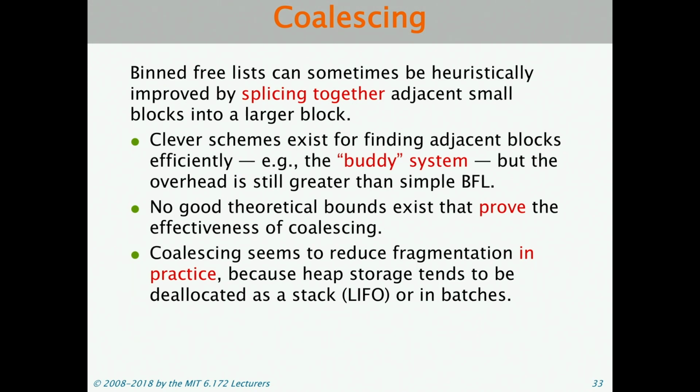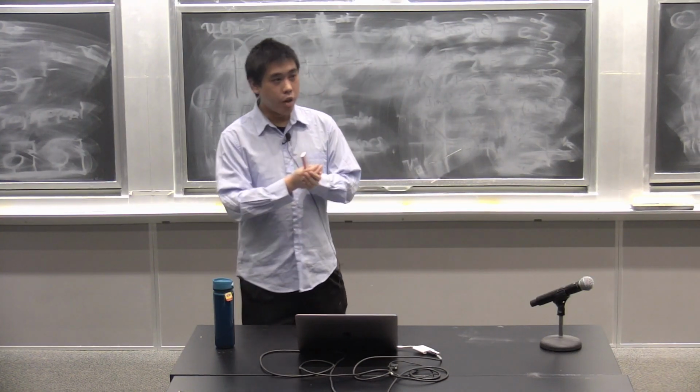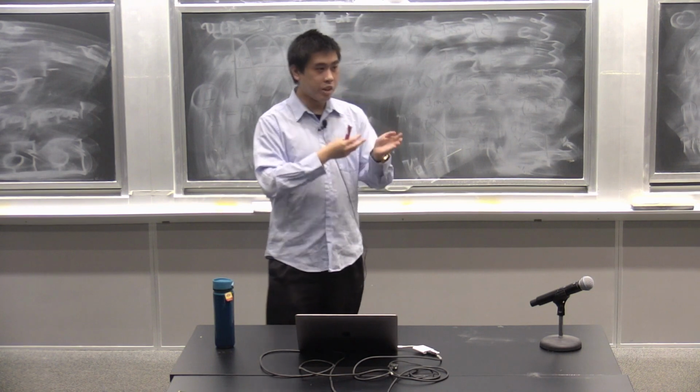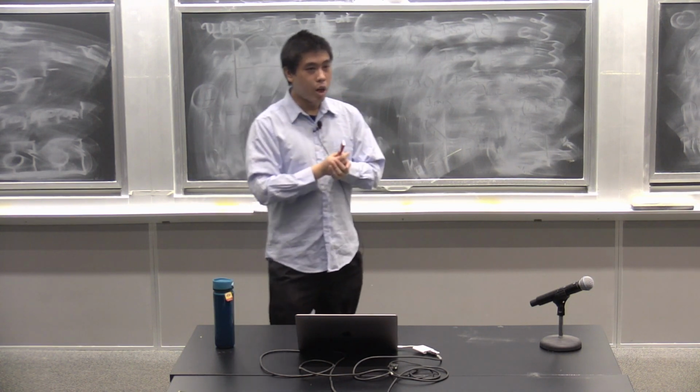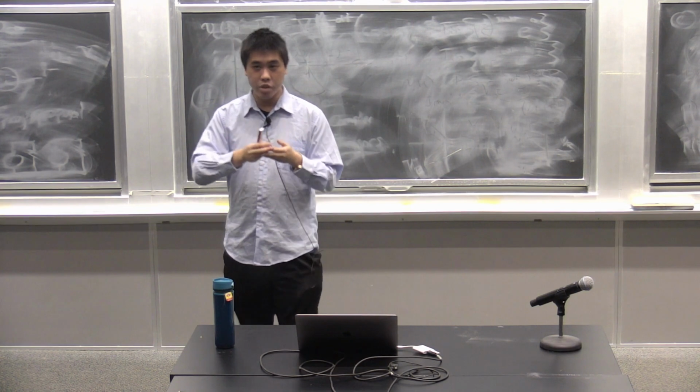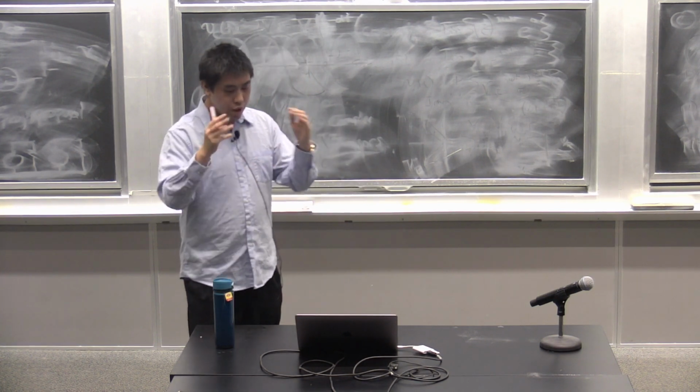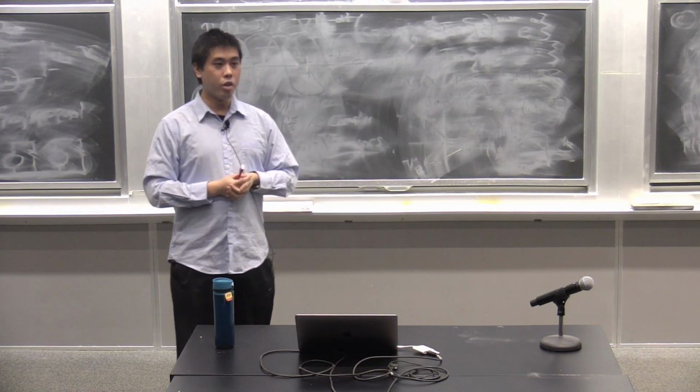There are no good theoretical bounds that prove the effectiveness of coalescing. But it does seem to work pretty well in practice at reducing fragmentation because heap storage tends to be deallocated as a stack or in batches. What I mean by this is that the objects that you free tend to be pretty close together in memory. So if you deallocate as a stack, then all of them are going to be near the top of the stack. And when you deallocate in batches, this is when you deallocate a whole bunch of things that you allocated together in your program.